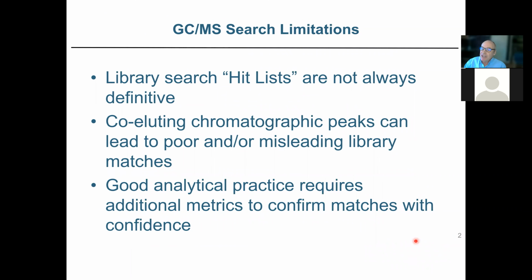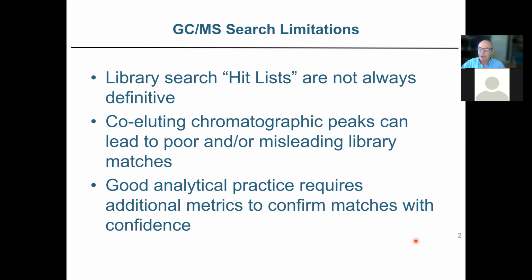So GCMS search has been around for a long time, and it's for qualitative analysis, identification of unknown compounds. It's really powerful, and the libraries have evolved and developed. But beyond that, the instrumentation has gotten a lot better, more reliable, more sensitive, but there really hasn't been a lot of progress other than that.